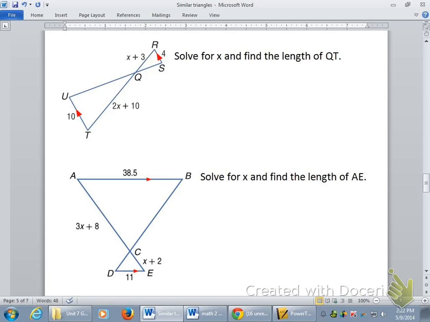There's an angle. The most popular one is always going to be angle, angle. What are those angles? Vertical angles. And then you've got a Z with your alternate interior.